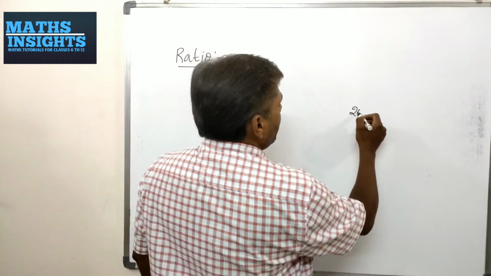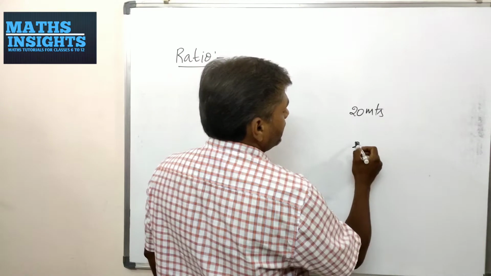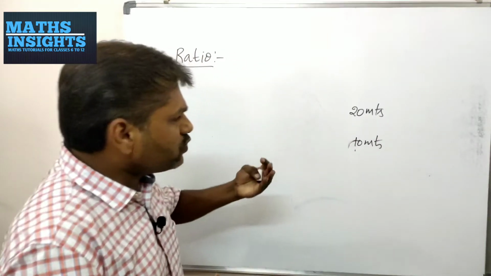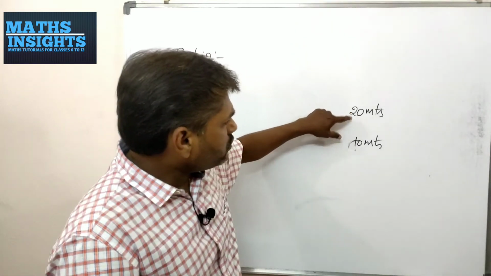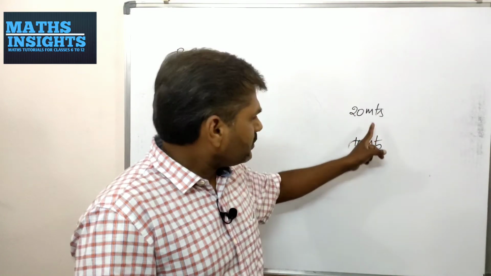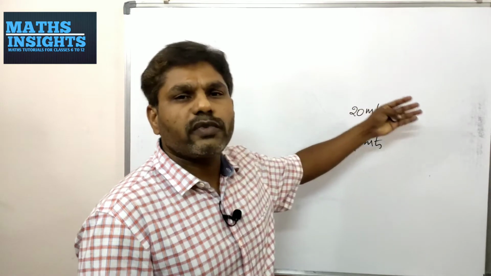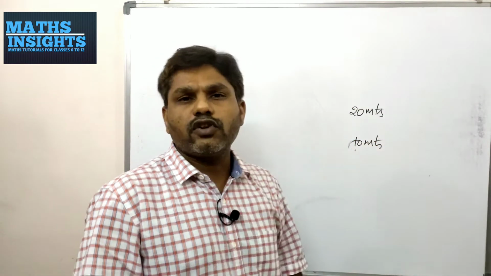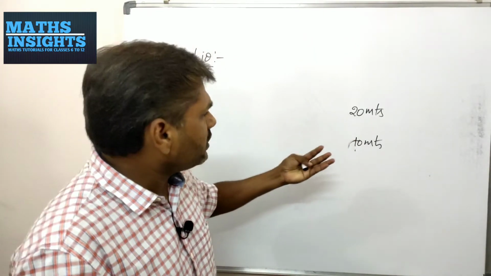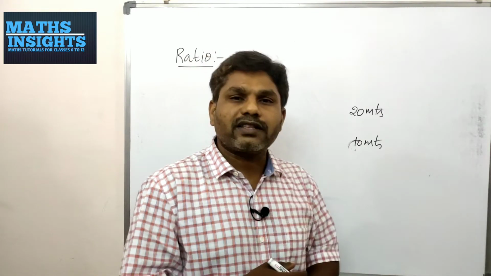Suppose I am taking 20 meters distance and 10 meters distance. I want to compare these two. If you observe, these two quantities are in the same units, meters and meters. Sometimes you may have kilometers here, but you have to convert kilometers into meters or meters into kilometers. So make sure that whatever the physical quantities or any other quantities are, they should be in the same units. Then you can compare them.